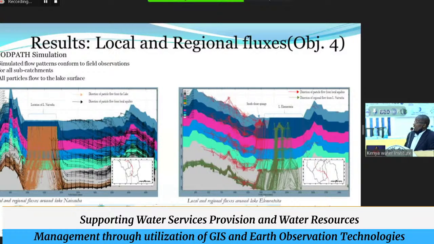Also, besides the regional fluxes, which are deep-seated flows, we also have what we call local flows. And these local flows are important because they can show us things like there's a spring at Lake Nakuru. And it's possible that we can see that spring even from those flows. And that water does not come all the way from Naivasha, but that water comes from local fluxes. Next, please.